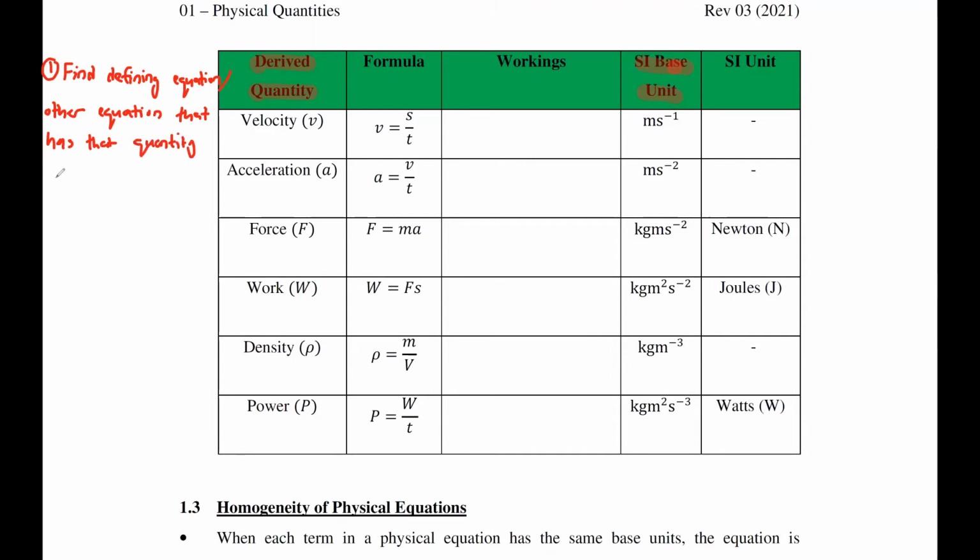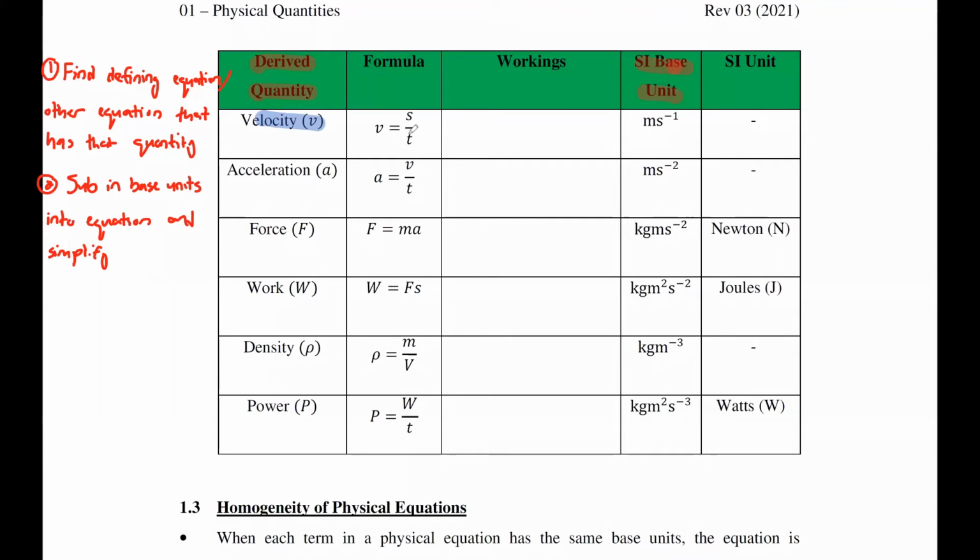Then the next thing you will do is substitute the base units into the equation and simplify. Once you simplify the expression, that resulting expression will be the SI base unit for the quantity that you are interested in. We'll start off with the first example, velocity.